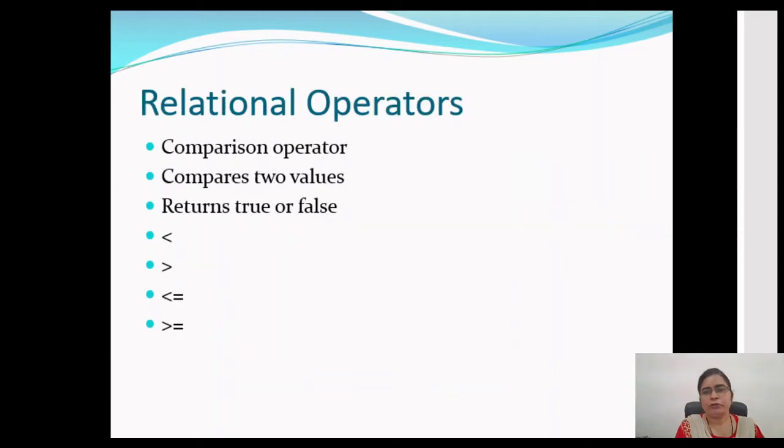The next category of operators that we have is relational operators. These are basically comparison operators, and these operators compare two values. The output that we get from these operators is either true or false, the Boolean value true or false. So the operators that we have in this category are less than, greater than, less than equal to, or greater than equal to. So these are simply for comparison of two values. These operators are also binary operators.